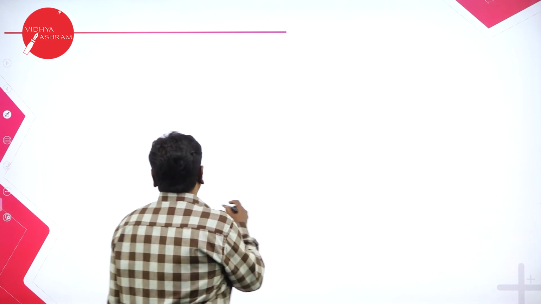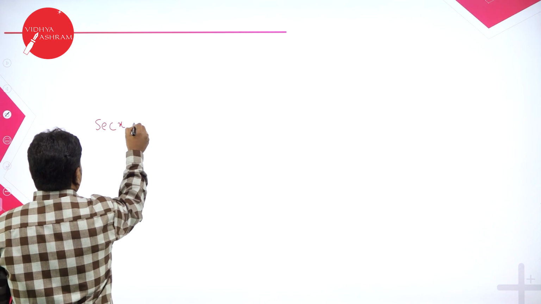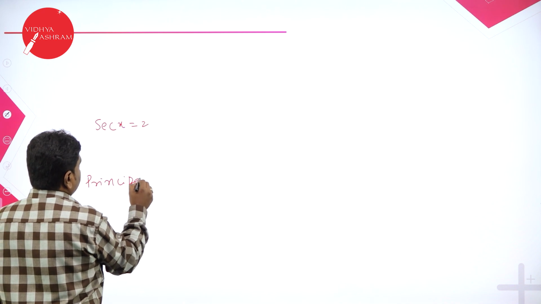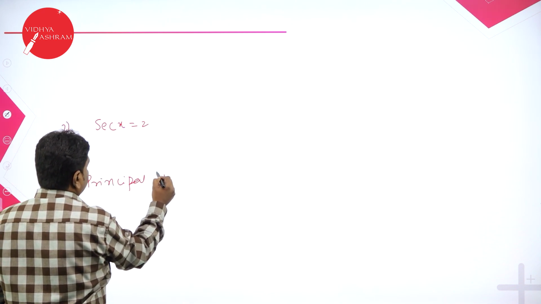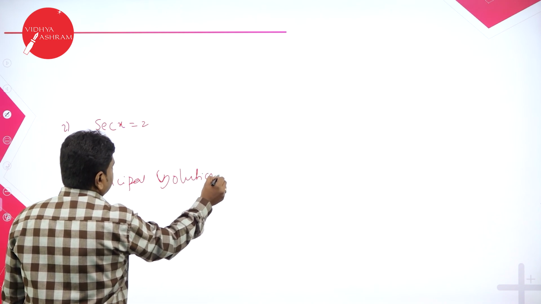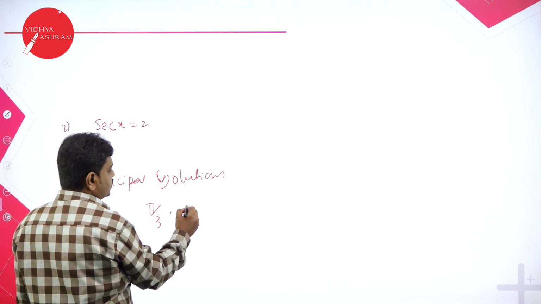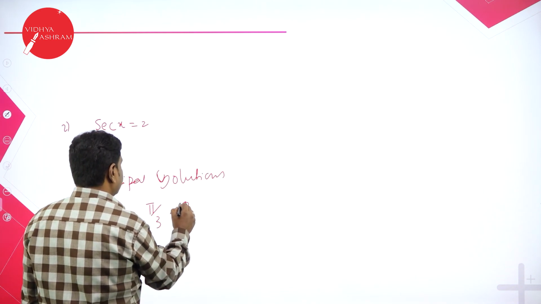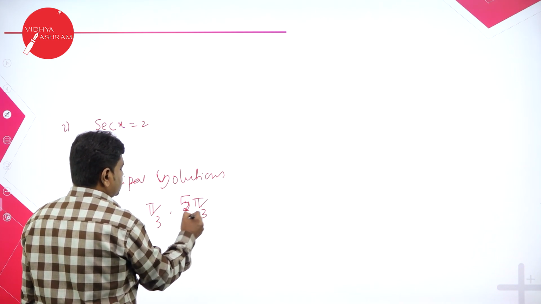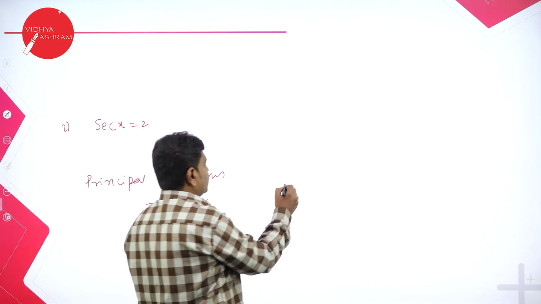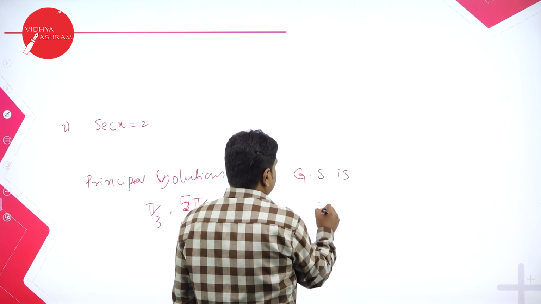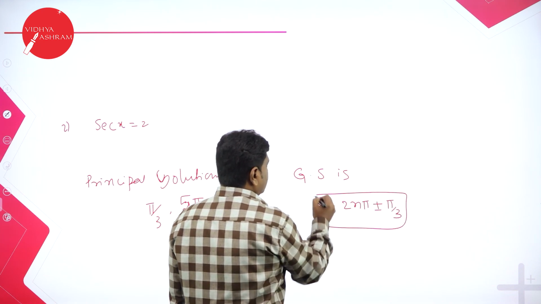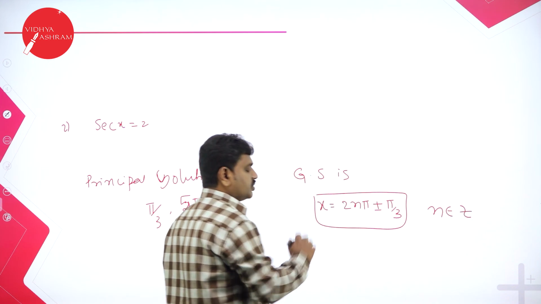So how to write the answer? For the question secant x is equal to 2, the principal solutions are, for question number 2, one is pi by 3, and the other one is 5 pi by 3. These are the principal values. And the general solution is x is equal to 2n pi plus or minus pi by 3. In the place of n, you can put any integer, you will get many solutions, the general solution.